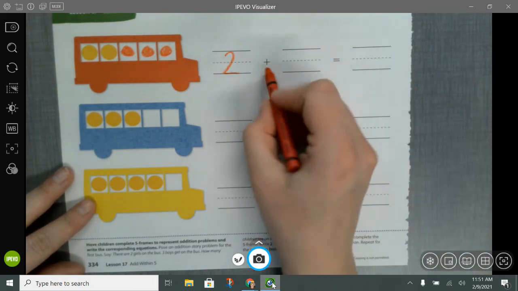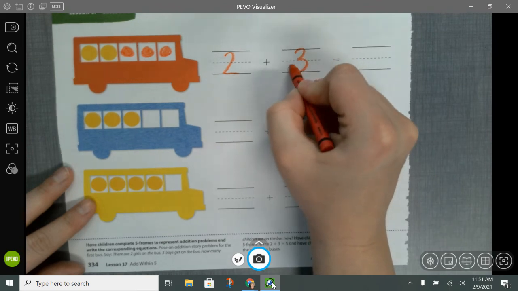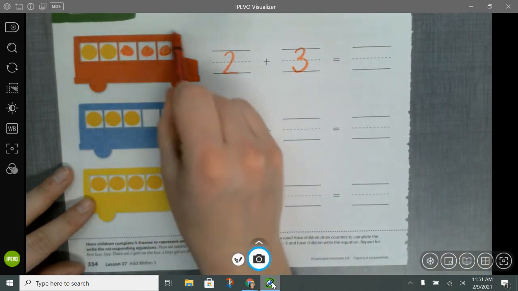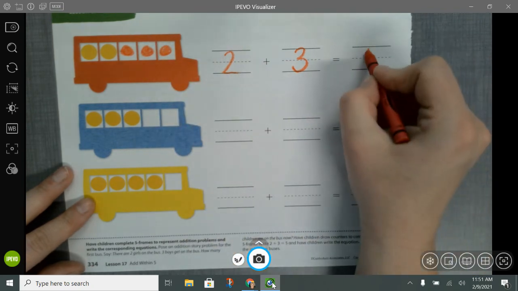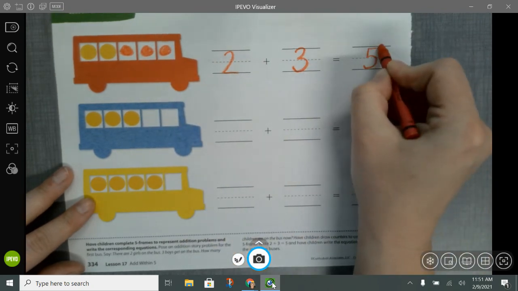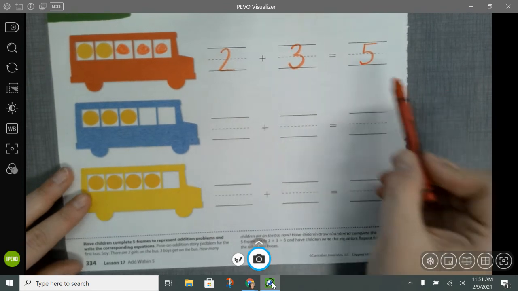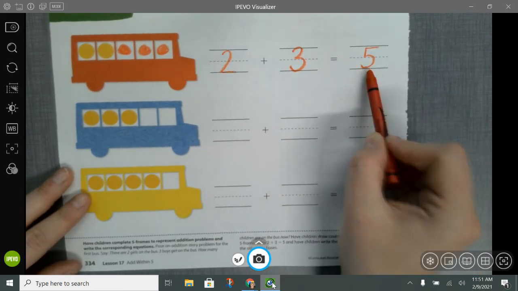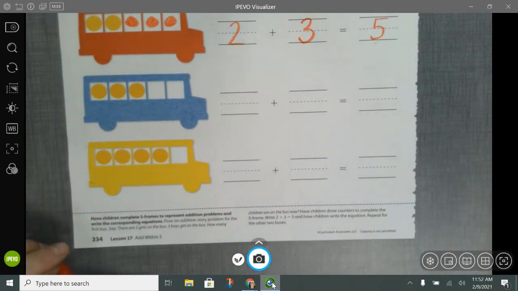2 plus 3 equals 5. Good. So we joined those numbers together to find the total, the sum, 5. Okay? Next one. How many girls are on the bus?